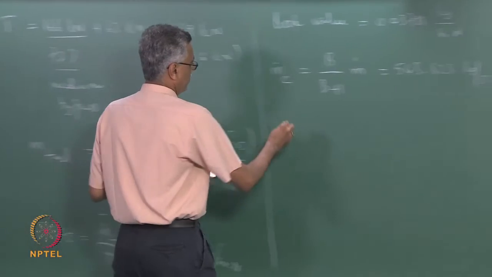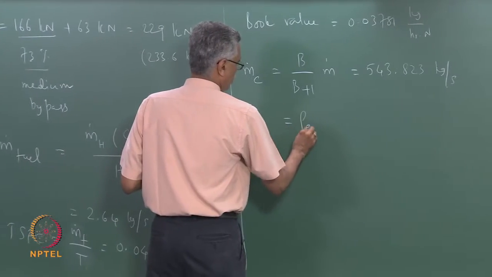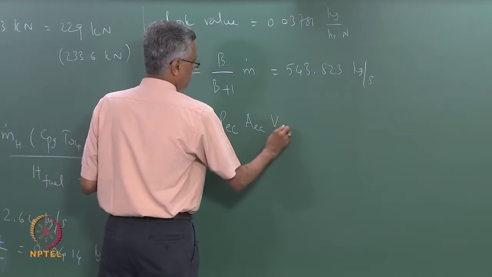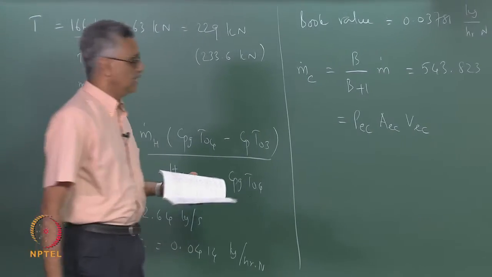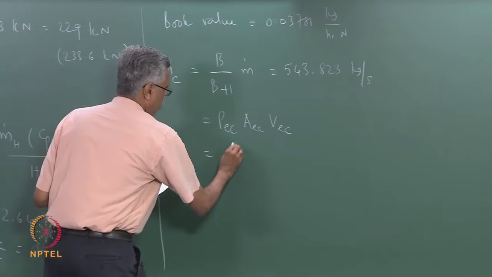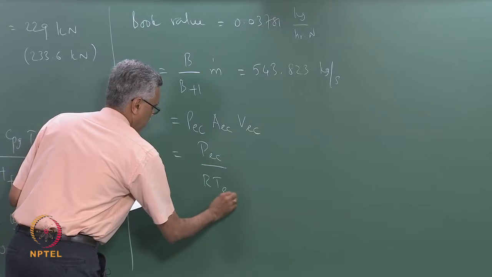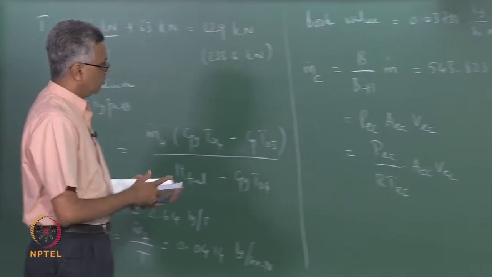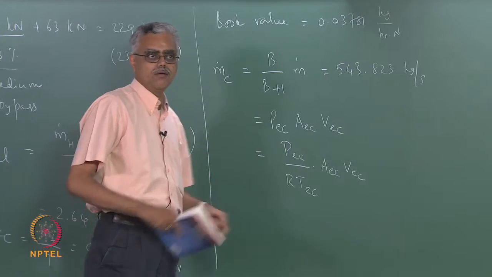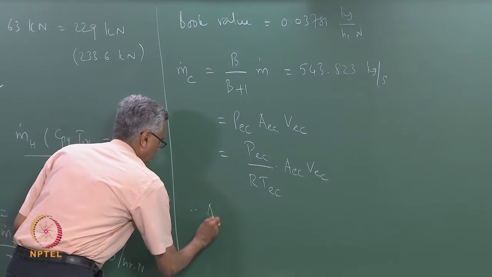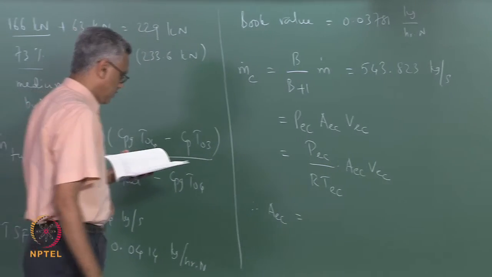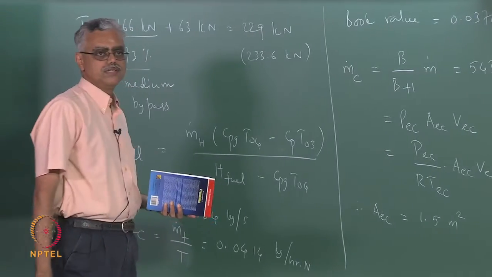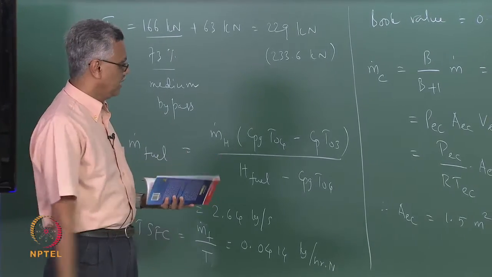We can also use the following expression: m dot c is equal to rho e at the exit for the cold nozzle times A_ec times V_ec. M dot is equal to rho A V, and in this expression I can write rho as p over RT times A_ec times V_ec. So I know all the quantities in this expression except A_ec, and I can calculate the cold nozzle area. If you substitute the numbers, you get the cold nozzle area to be 1.5 meter square. Remember, the cold nozzle is an annular nozzle. So this is the area of the annular nozzle.